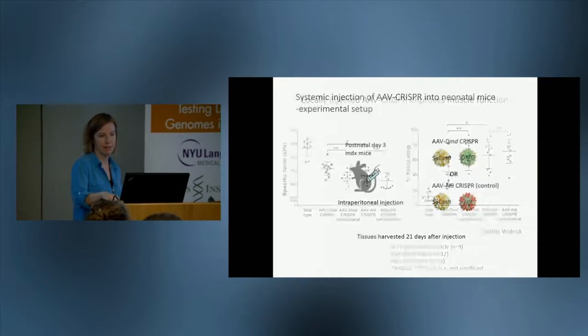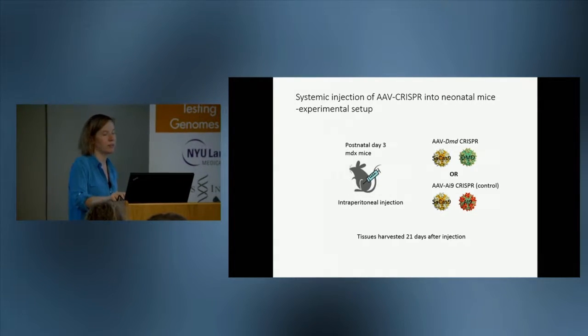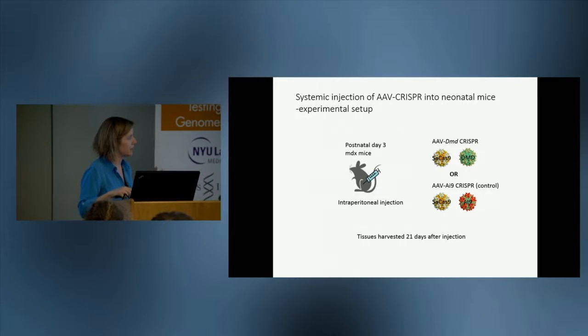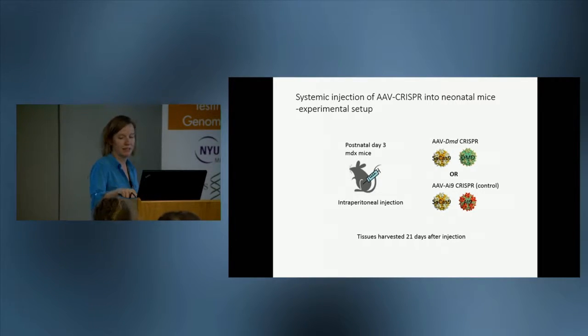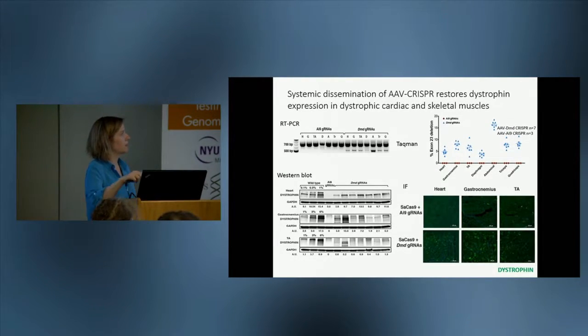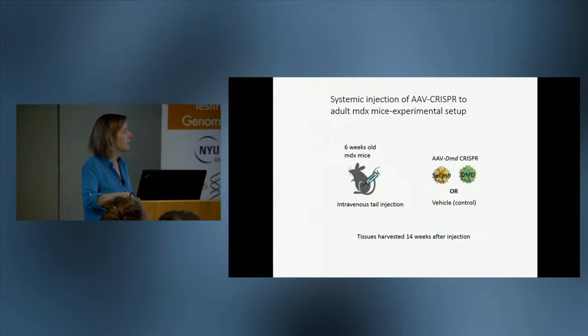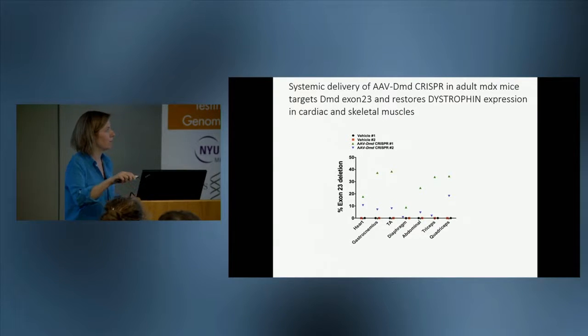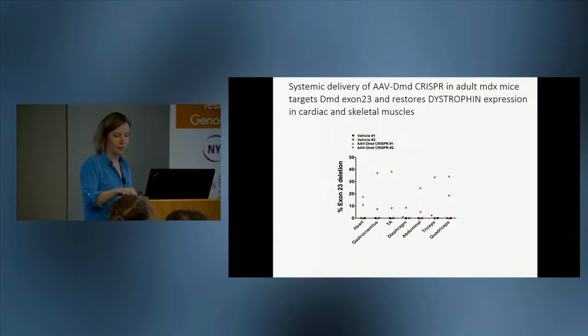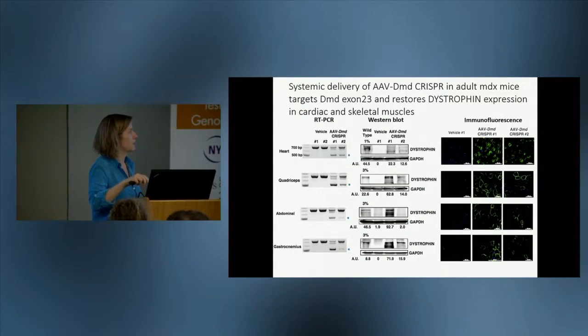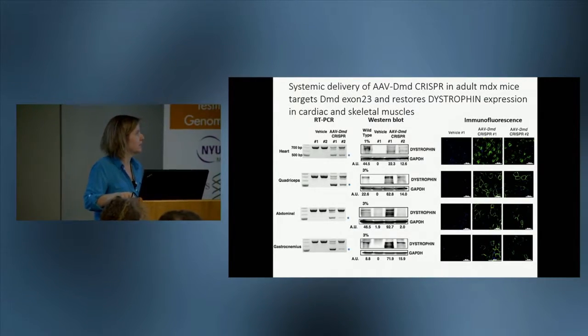This strategy can also be used systemically, not only locally, by injection into the bloodstream of neonatal mice, as shown here, and you get editing frequencies up to 15% within different muscles, including the heart, which is extremely affected in DMD patients. And in adult animals, while the frequencies are variable, you do get production of dystrophin protein that's restored in both skeletal and cardiac muscle.